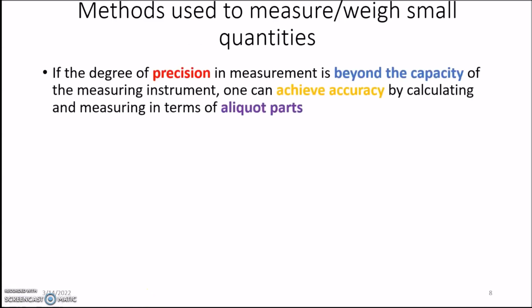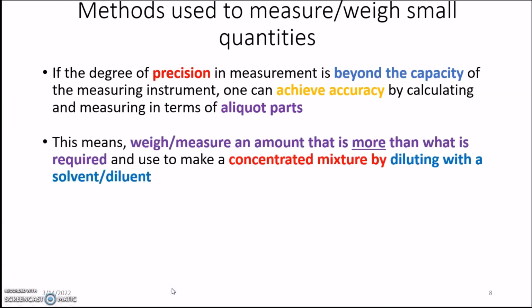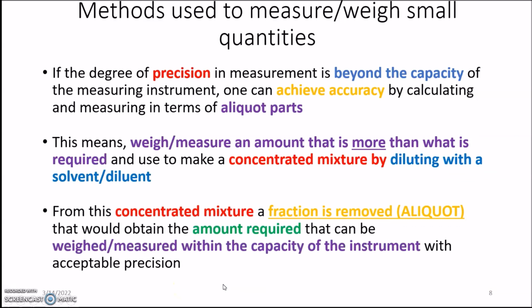If the degree of precision in measurement is beyond the capacity of the measuring instrument, one can achieve accuracy by calculating and measuring in terms of aliquot parts. This means we weigh or measure an amount that is more than what is required and use that to make a concentrated mixture by diluting with a solvent. From this concentrated mixture, a fraction is removed that would contain the amount required that can be weighed or measured within the capacity of the instrument with acceptable precision.